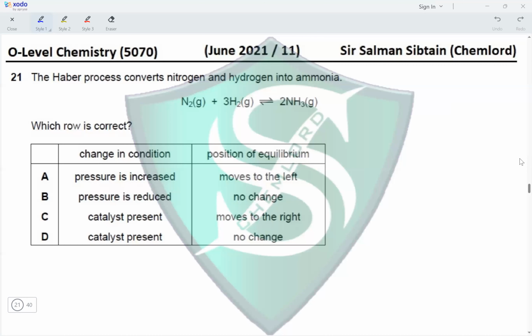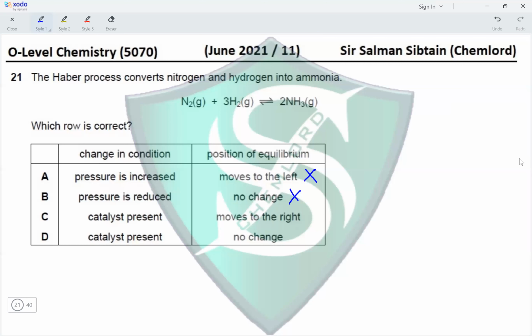B, pressure is reduced, so a decrease in pressure will favor the equilibrium towards the side with the greater number of moles, so it should move towards the left. But here it is said that there is no change in the position of equilibrium, so this is also wrong.